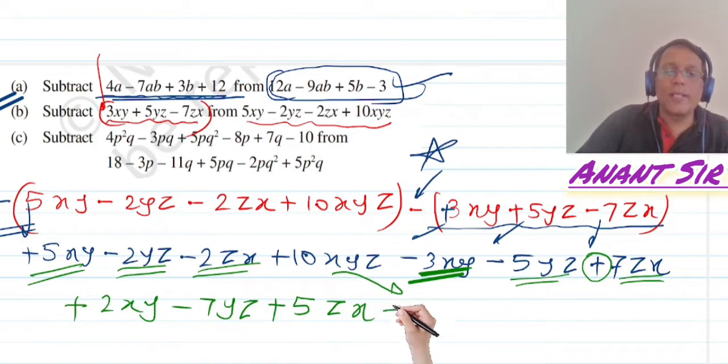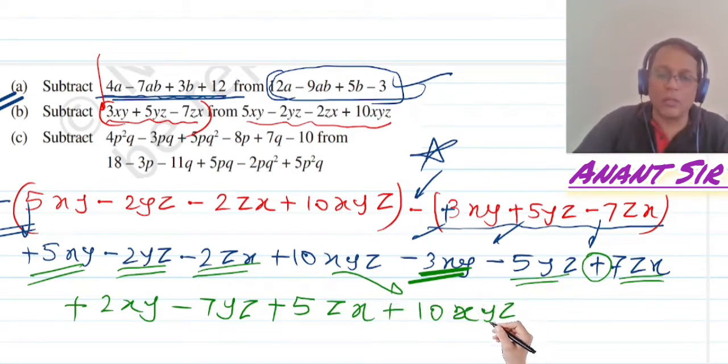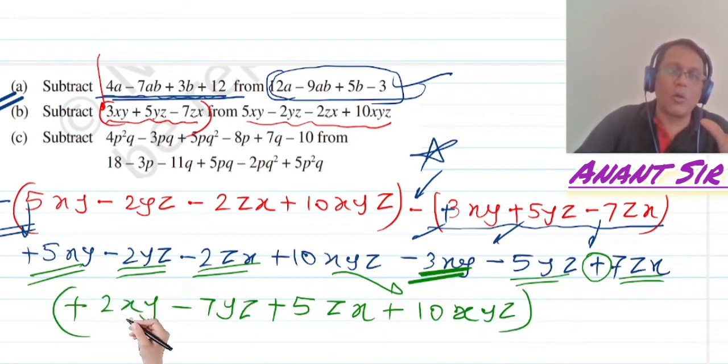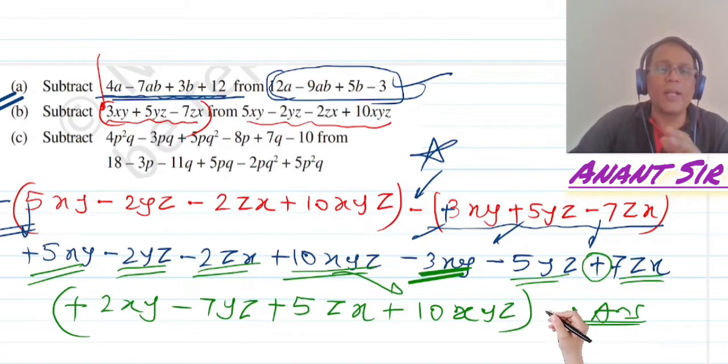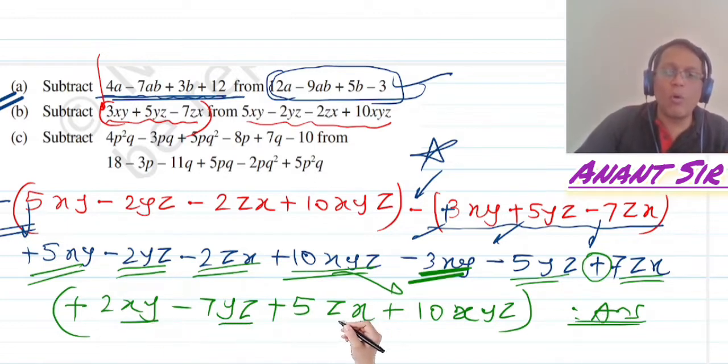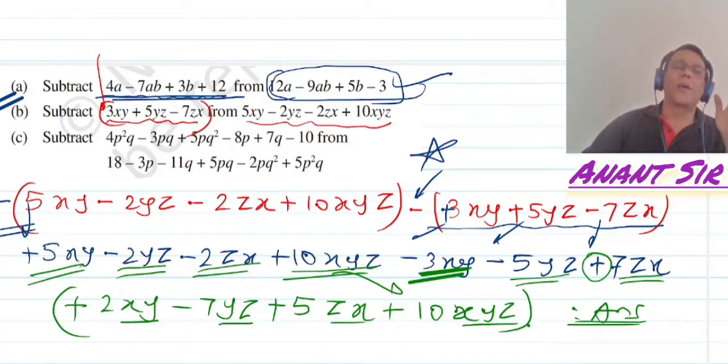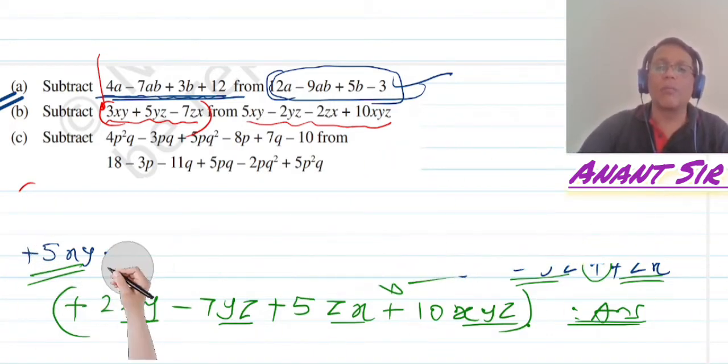And xyz is the only term which is not like with any other term, right? So we cannot solve this 10xyz. It will be as it is. So now this is our final answer, friends, because these all 4 terms are unlike. Now we move on to the last term.